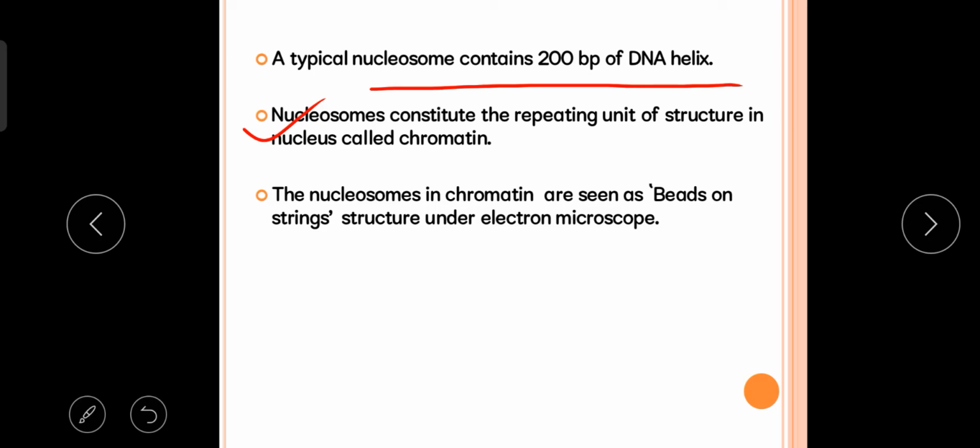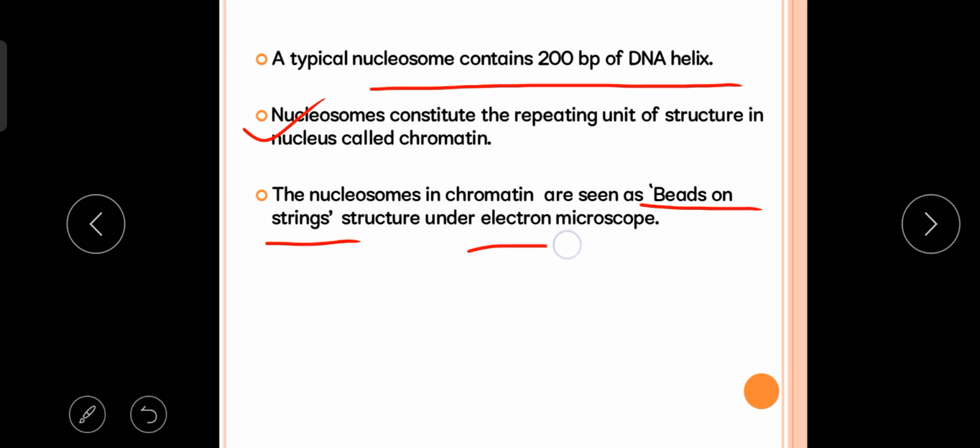There is not only one nucleosome in the chromosome, but there are a lot of nucleosomes present, which constitute the repeating unit of structure known as the chromatin. Finally, all these large numbers of nucleosomes form a repeating structure called the chromatin inside the nucleus. Now, the nucleosomes in chromatin are seen as beads on a string under the electron microscope.